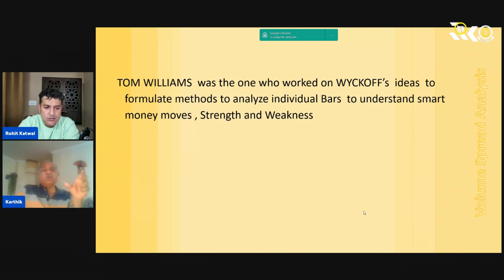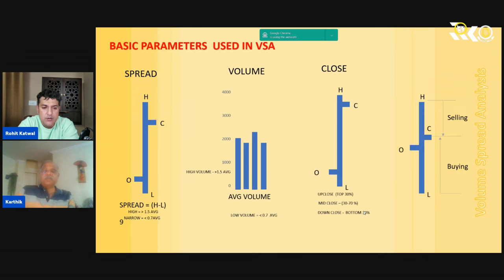Actually, Tom Williams was the one who worked on Wyckoff's ideas to formulate methods to analyze individual bars. If you look at Wyckoff's works, it does not talk about individual bars. Basically, it is an up move or down move where there is a shakeout, where the spring, all these are concepts of Wyckoff. But Tom Williams was the one who formulated how you can look at VSA on individual bars and understand how the smart money moves. Now, some basic parameters, we said there are three basic ones: the spread, volume, and the close. So, what is spread?